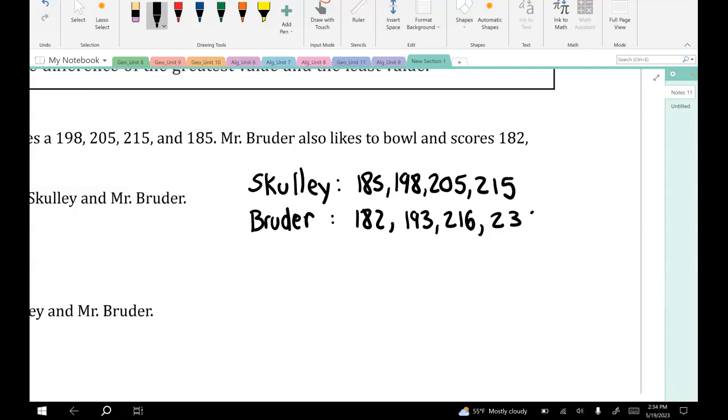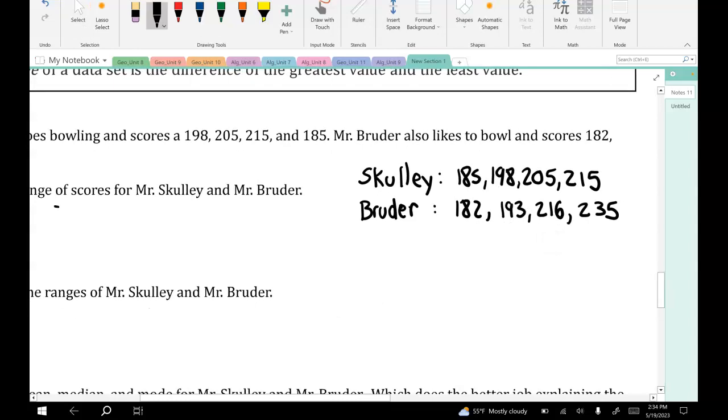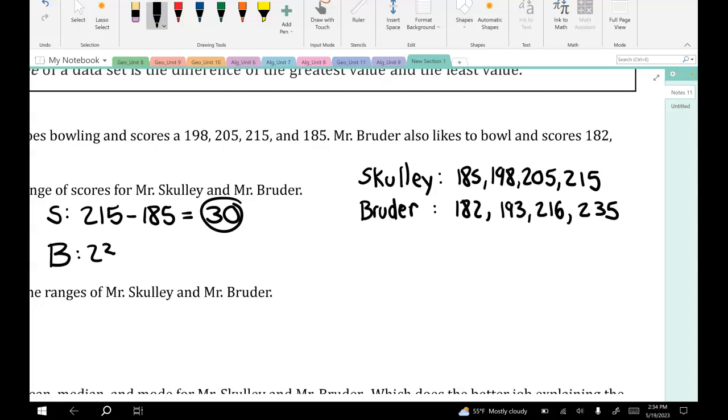So to find the range of values, we subtract the lowest value from the highest value. For me, we'll just do S for Scully. We would do 215 minus 185, and that gives you 30. So I have a range of 30. For Mr. B, for Bruder, we would take 235 minus 182, and that gives us, is it like 54, I think? Double check my work. 53. It's close.